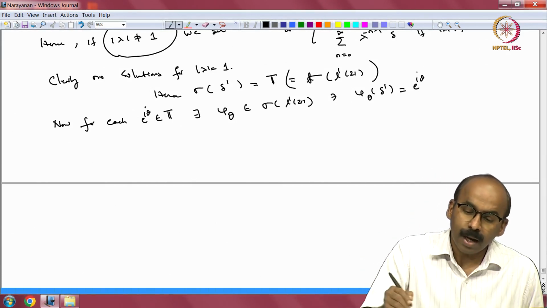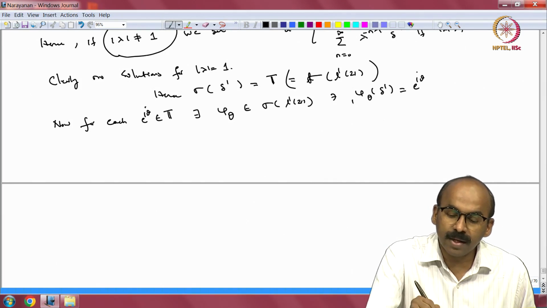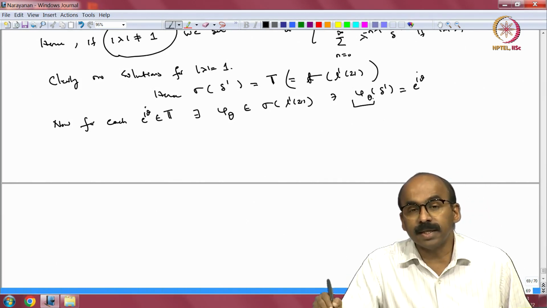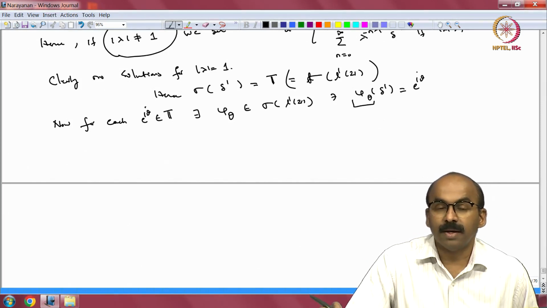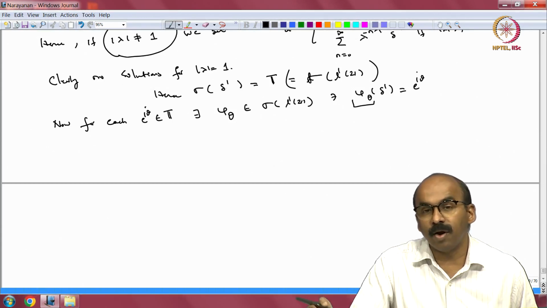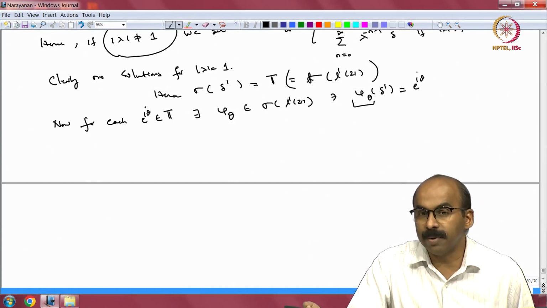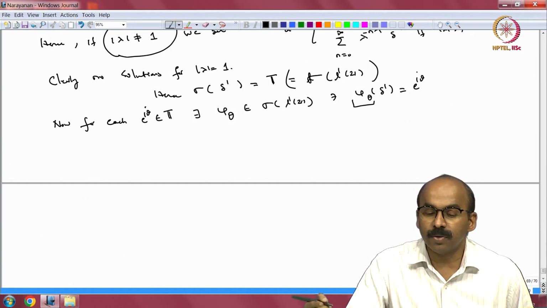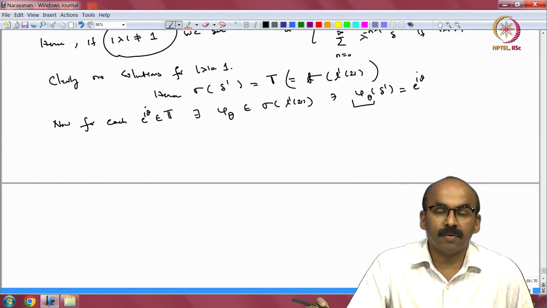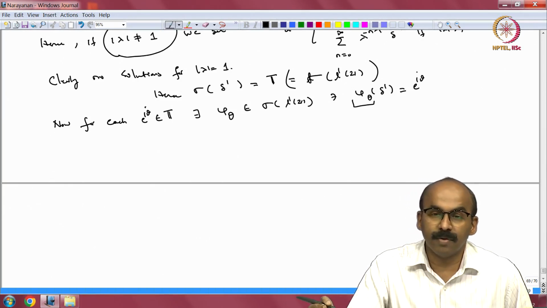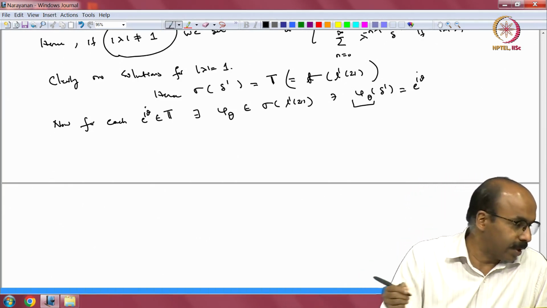Now, let us find out how phi theta acts. So, phi theta takes delta 1 to e to the i theta. So, where will it take delta 2? Well, delta 2 will go to e to the i 2 theta, because delta 2 is delta 1 convolved with delta 1, and phi theta is multiplicative. So, delta n is delta 1 convolved with itself n times and multiplicativity will take it to e to the i n theta.